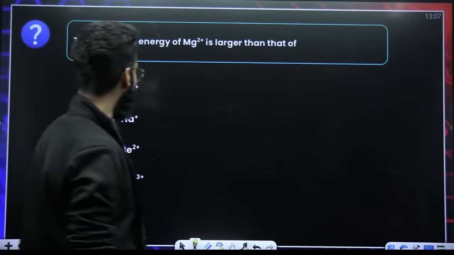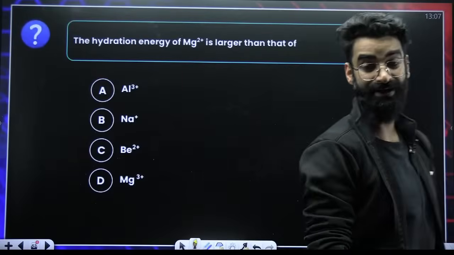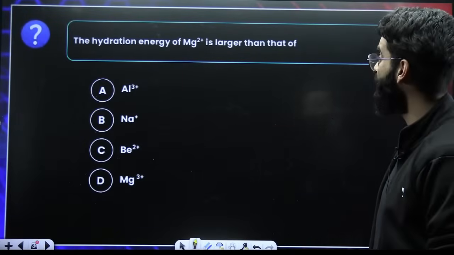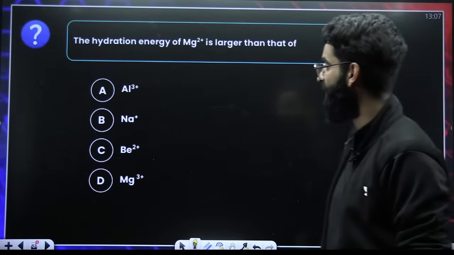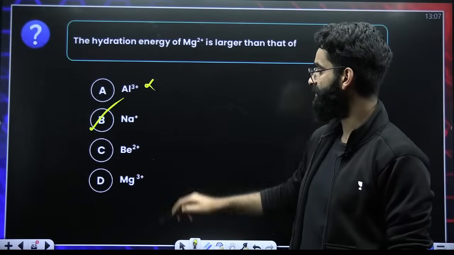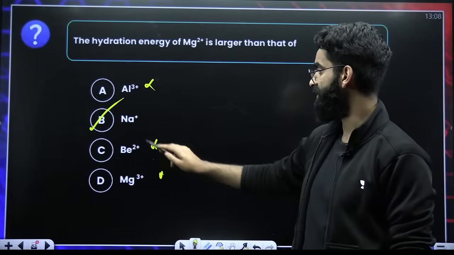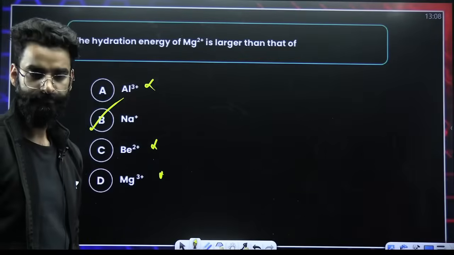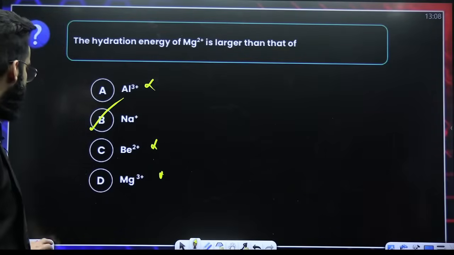The hydration energy of Mg2+ is larger than that of Na+, right? Mg2+ is larger than this, this, and this. It will be larger than Na+, correct?